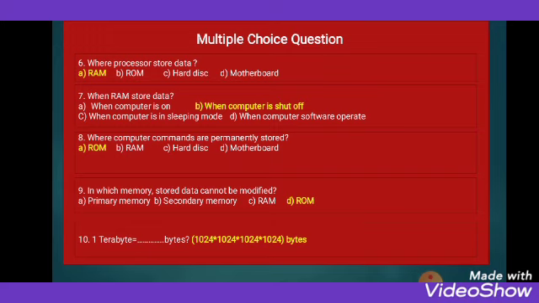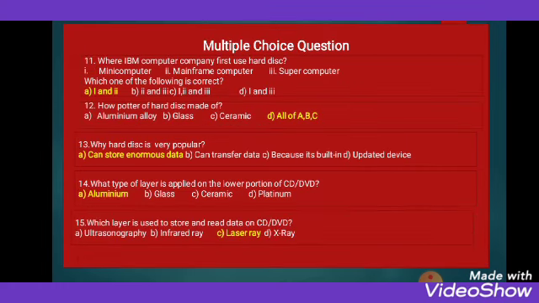Number 9, in which memory can stored data not be modified? RAM and ROM. Can you remember? It is ROM. Number 10, 1 terabyte equals how many bytes? You see here 1024 multiplied by 1024, we multiply it 4 times, that makes 1 terabyte.